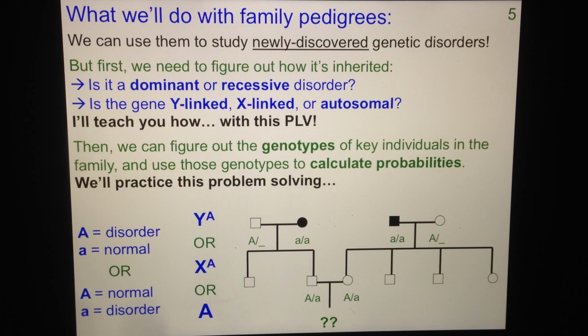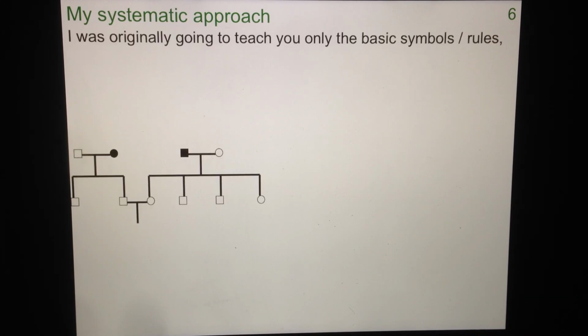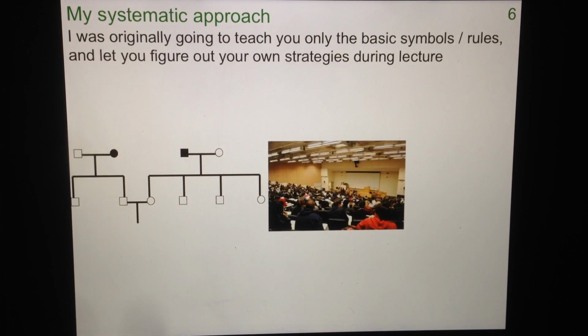We'll practice this problem solving a lot during lecture. What I'm going to do now is share with you my very systematic approach to answering those first couple of questions. Originally, I was planning on using the video to teach you just the basic symbols and the basic rules, and then in lecture I was going to let you figure out your own strategies for solving the problems and answering those questions.